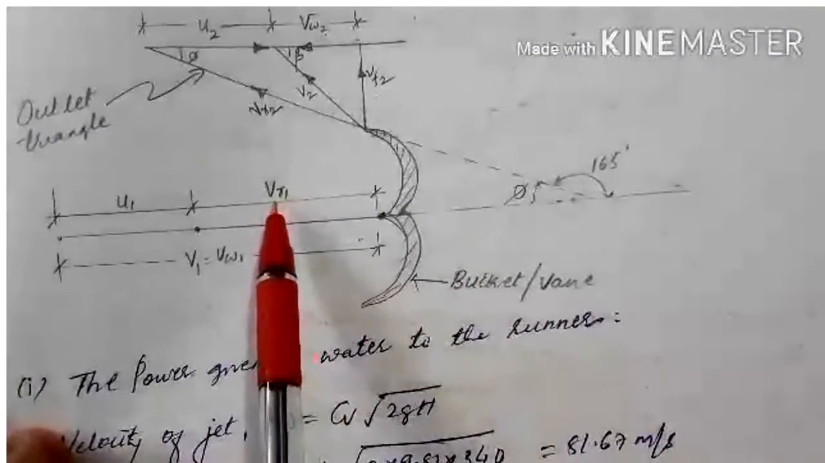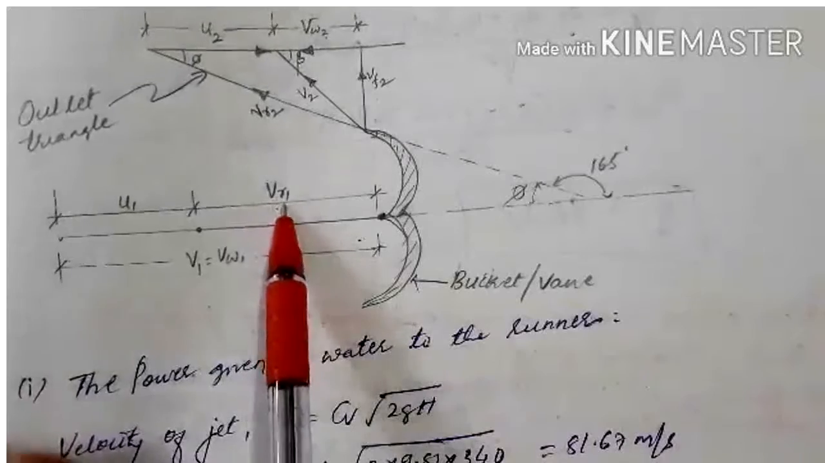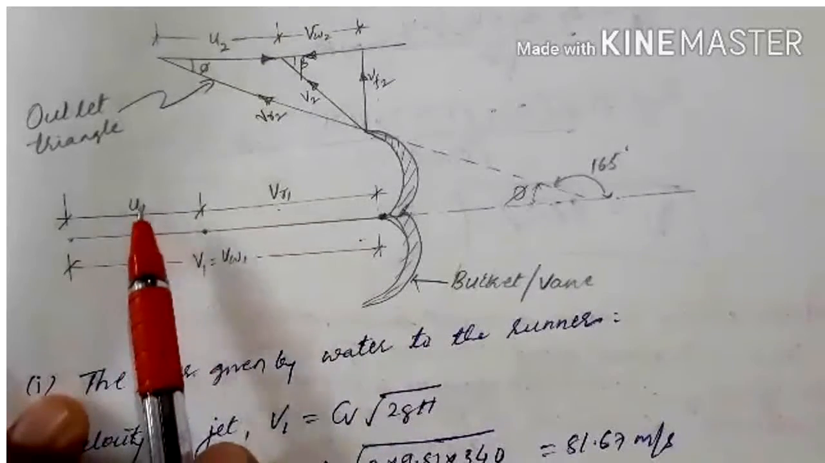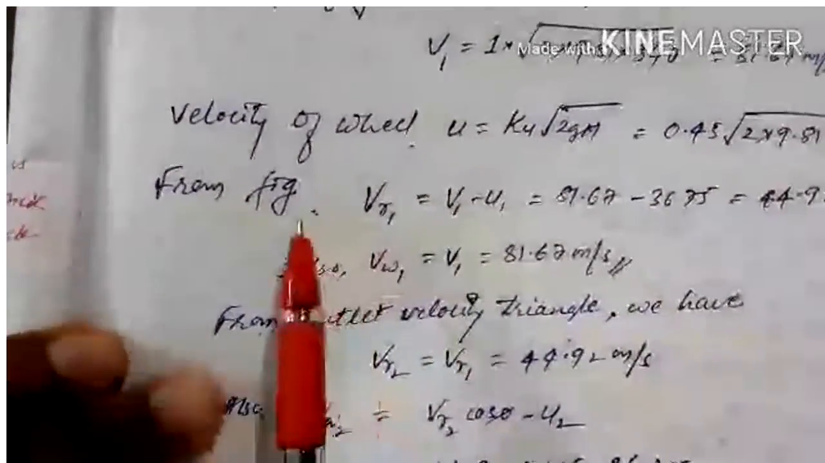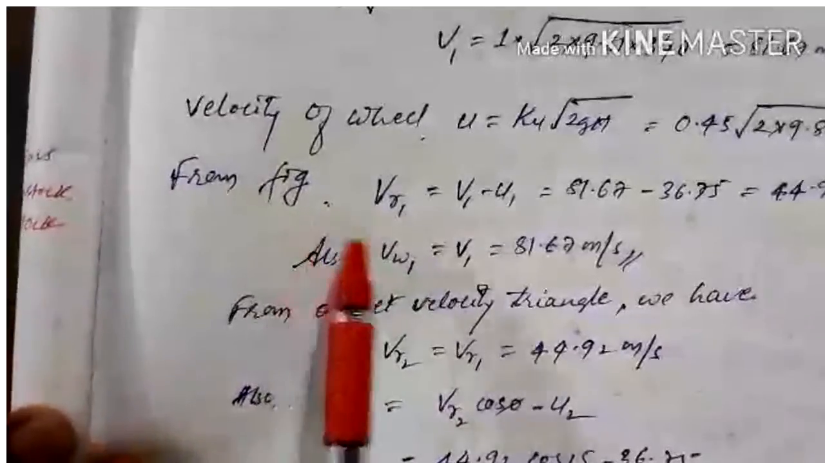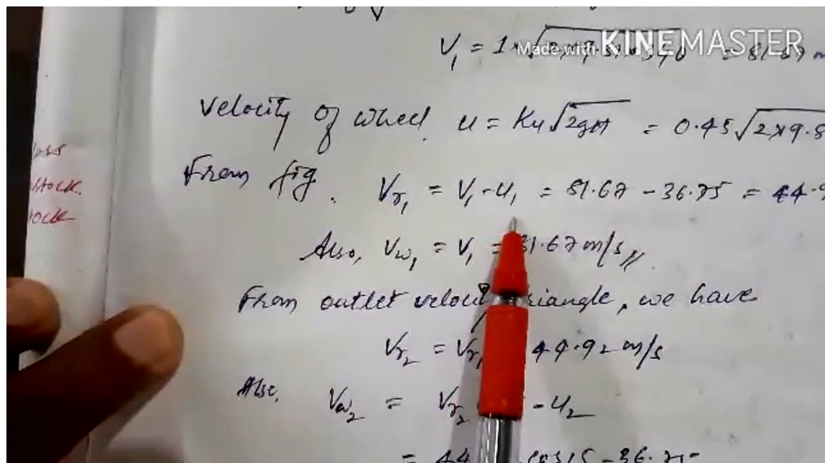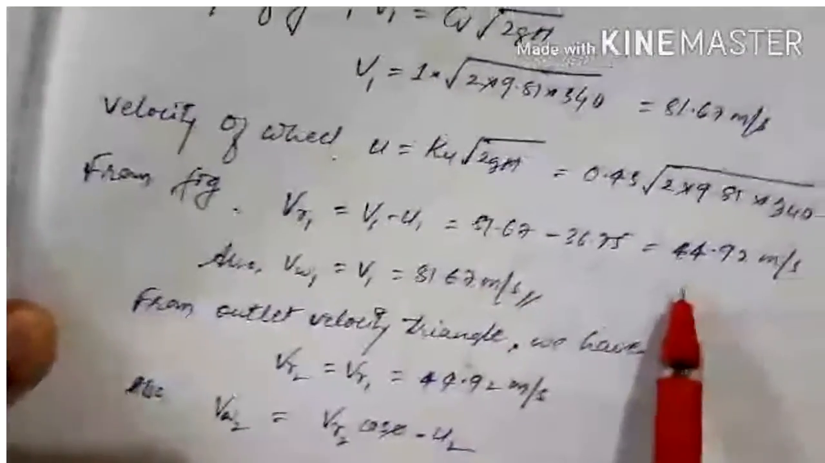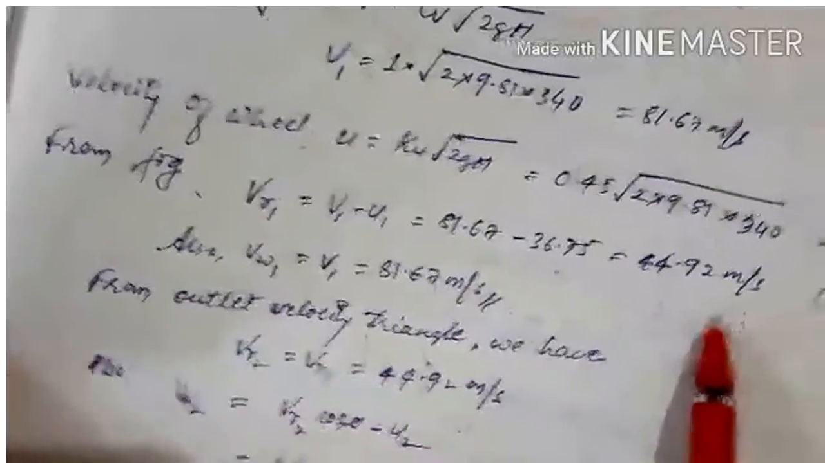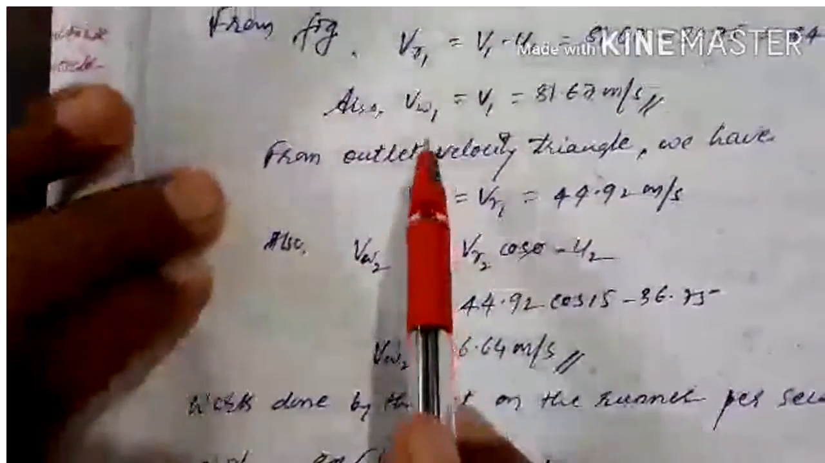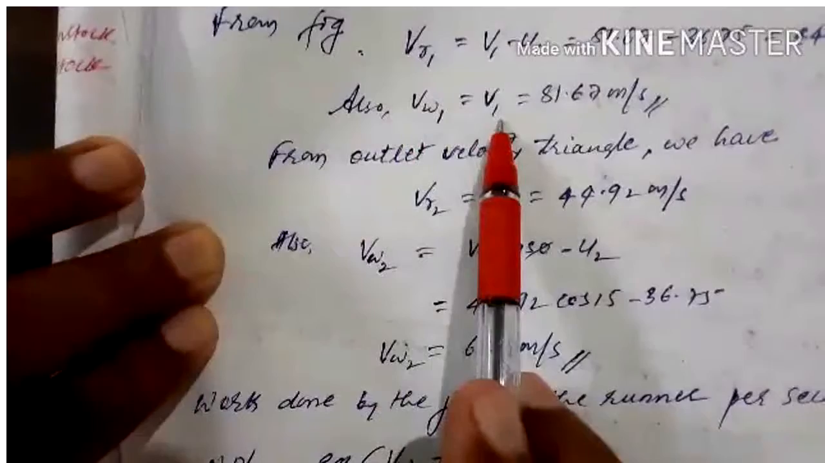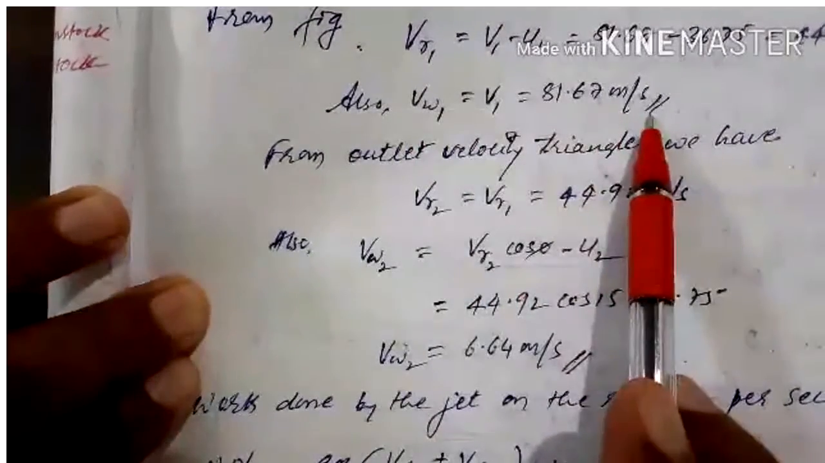Then referring to the velocity triangle, you have to calculate the relative velocity VR1. Because we know this U, VR1 will be V1 minus U1. So referring to the figure, VR1 will be V1 minus U1. So we get 44.92 meter per second, because U1 equal to U2 equal to U. Also you have to calculate VW1. So VW1 is equal to V1, 81.67 meter per second.